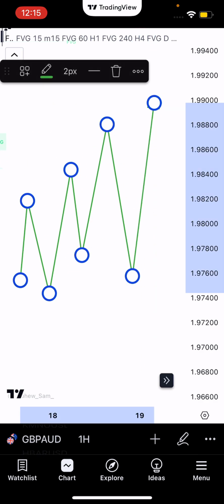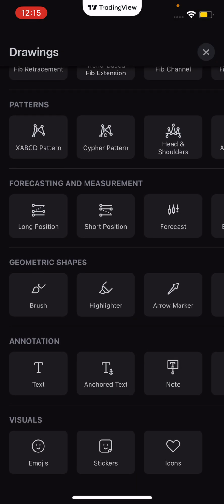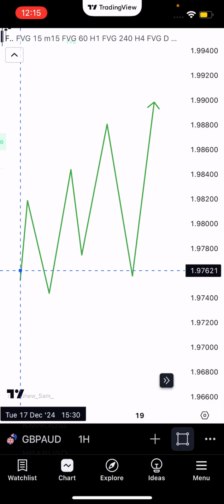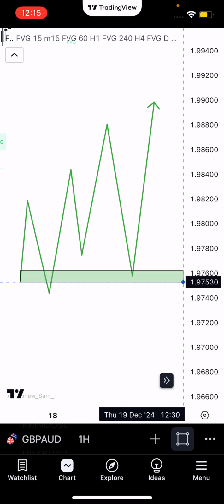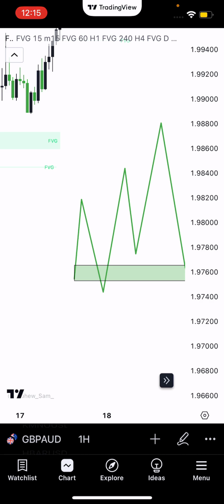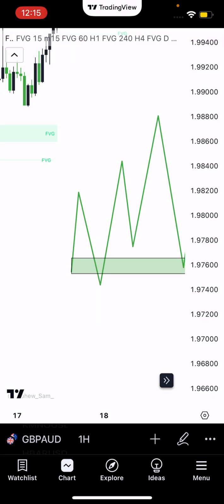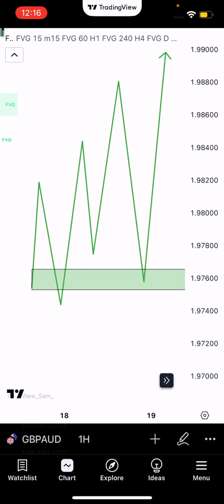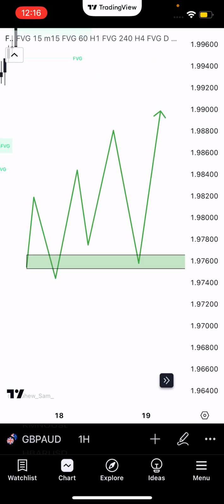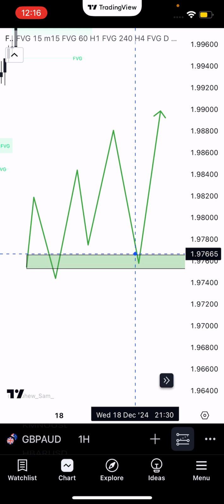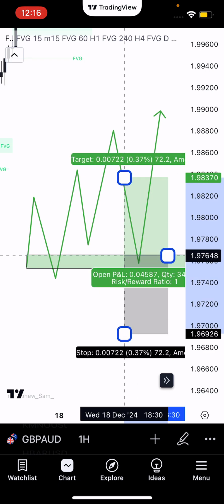Now let me show you how the entry is going to look. We're going to mark it out like this. The reason why I'm marking it out like this is that on this side there was a failed demand zone. There was a demand zone right here before, but price broke it and started going up. So we're going to take that failed demand zone as our entry. Then we'll put our stop loss below the recent low right here, or the last low.